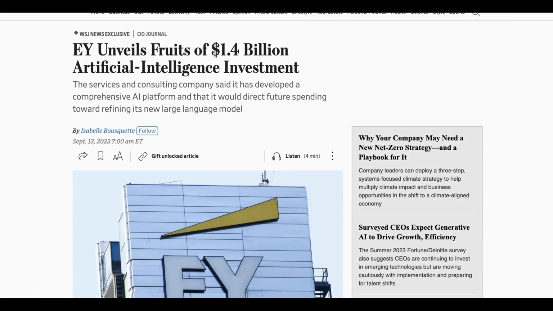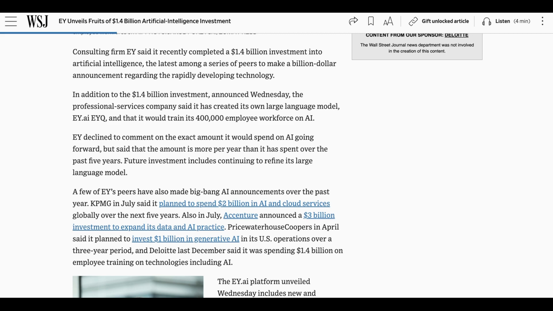Another example of AI finding its way into big business comes from EY. The services and consulting company has spent $1.4 billion developing an AI platform that includes developing its own LLM, EY.ai EYQ. Now, this follows after competitors and peers KPMG said in July that they plan to spend $2 billion on AI and cloud services over the next 5 years. And in the same month, Accenture announced a $3 billion investment plan to expand its investment in AI as well.